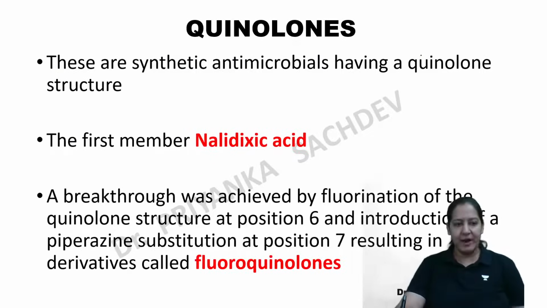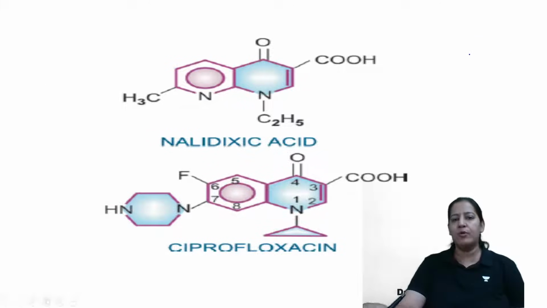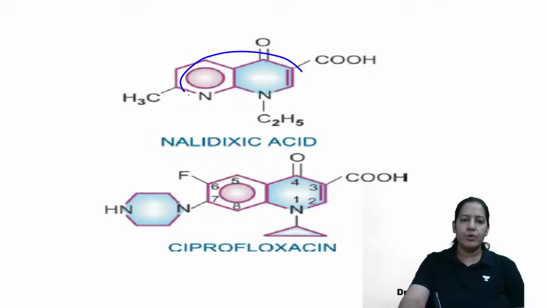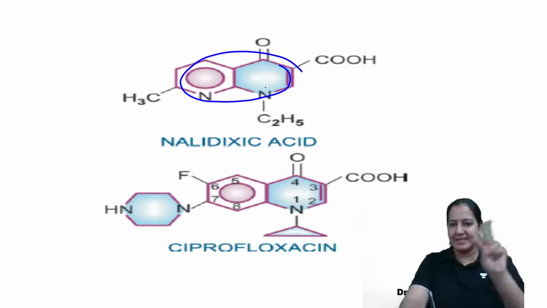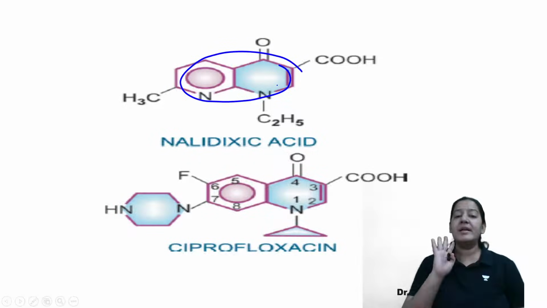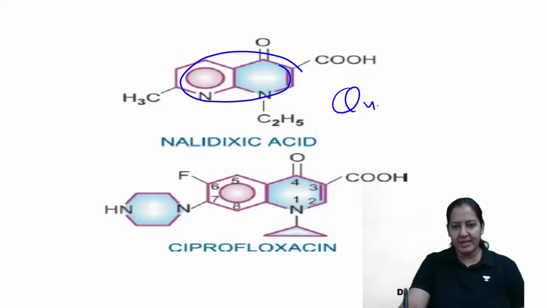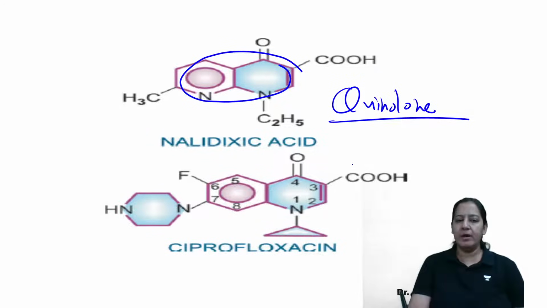So start writing. Quinolone is known as quinolone because in the structure, this is the quinolone ring. Can you see this is quinolone? This ring is known as quinolone, the two benzenes, right? With this structure, it is a quinolone ring. That's why it is known as quinolone. Give me a thumbs up.